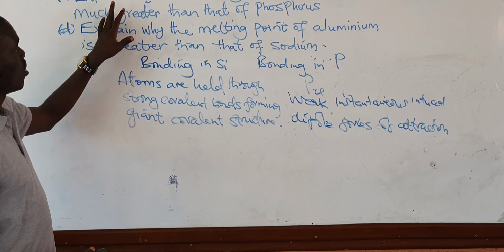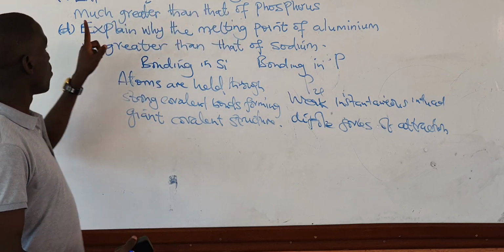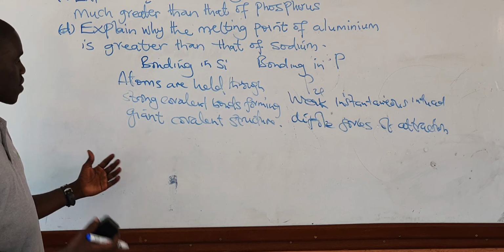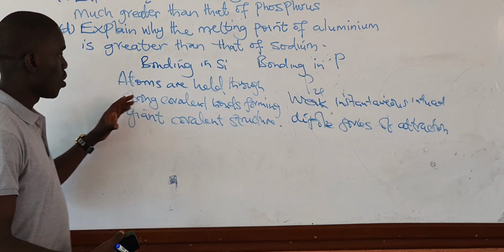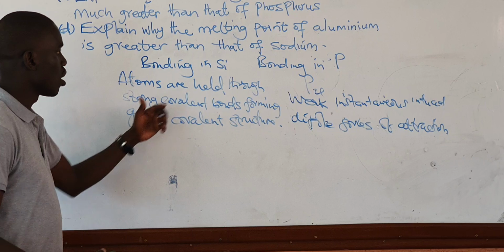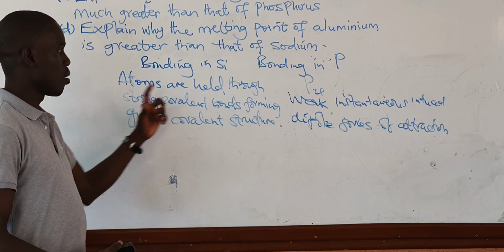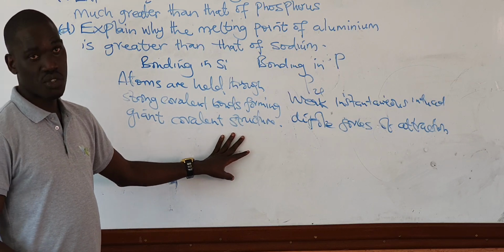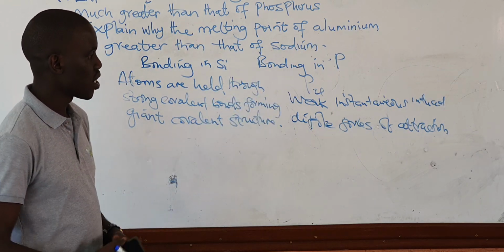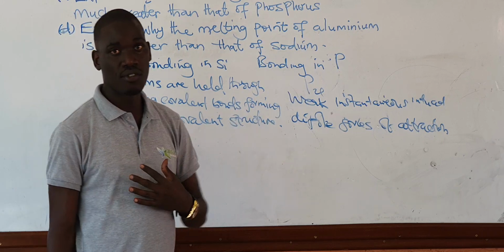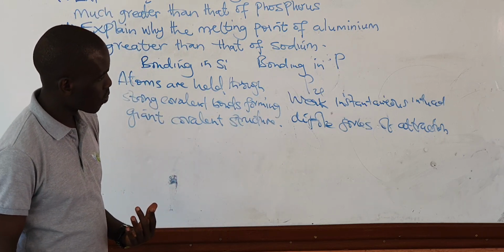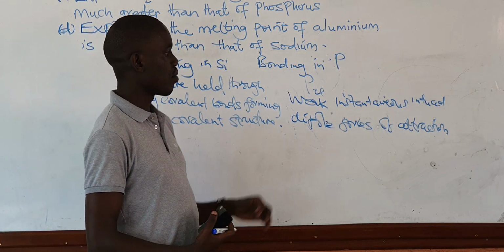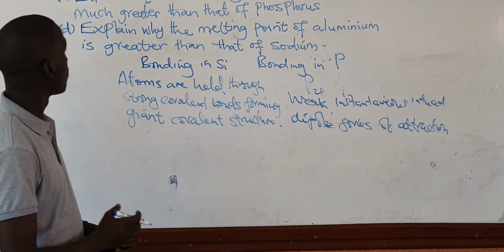So if you are to explain why the melting point of silicon is greater than that of phosphorus, look at the bonding. So you just say the atoms in silicon are held by strong covalent bonds forming giant covalent structure. Whereas in phosphorus, we have weak forces of attraction. So that is the instantaneous induced dipole forces of attraction.